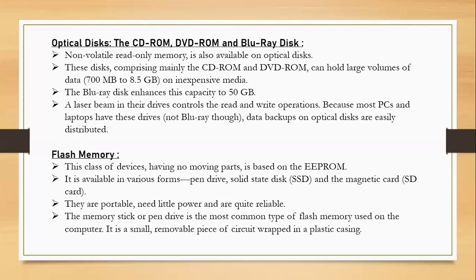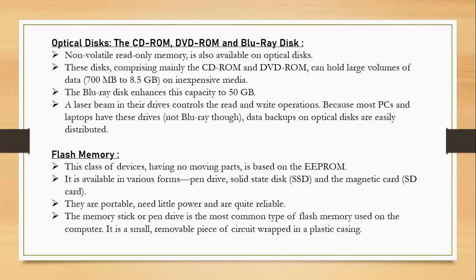CD and DVD difference: a CD-ROM's size is normally 700 MB to roughly 1 GB. DVD-ROM is more than that. The normally available sizes are 4 to 5 GB, and it may be more than that. The sizes between them vary between 700 MB to 8.5 GB. The Blu-ray disc enhances its capacity to 50 GB.